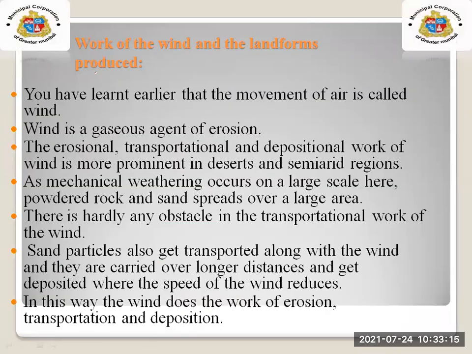Till now, what we have learned about the two agents of erosion. First, it was running water, and second is about the glaciers. Then third, we are going to learn about the wind. Work of wind and the landforms produced. This is the third agent of erosion. Let's start now.